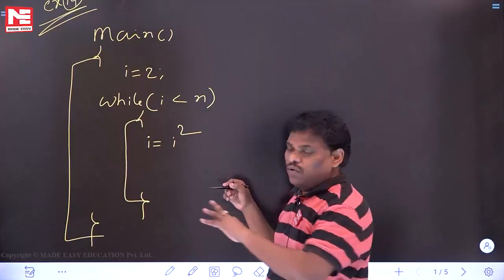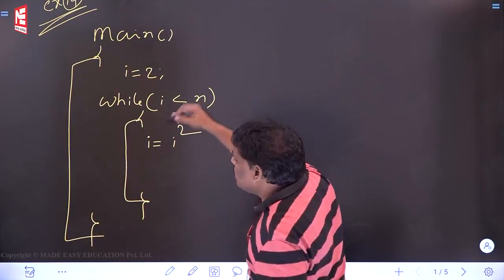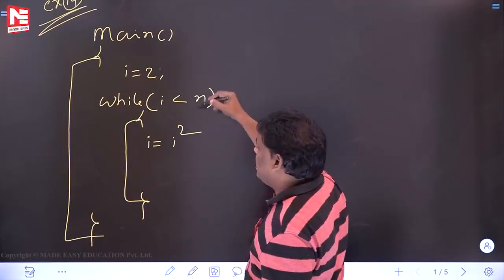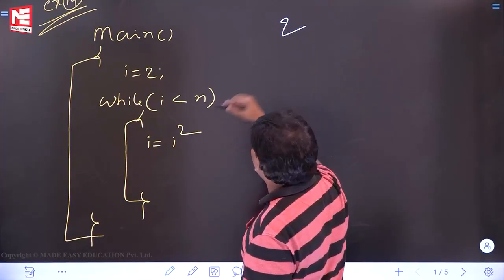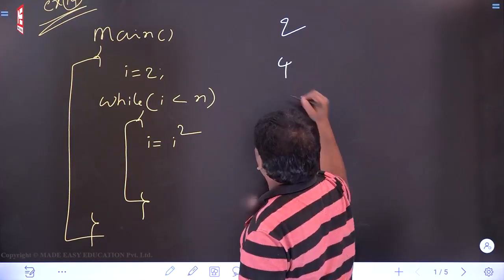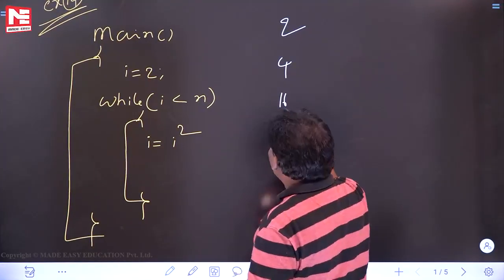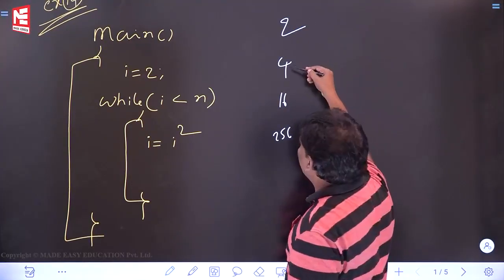Some people are asking how. Let me explain now. What is the termination? i is incrementing. When the i value becomes n, then stop. What is the initial i value? 2. Next one, 2 square, which is 4. Next, 4 square, 16. Next, 16 square, 256. Like that it is incrementing. Whatever is there, square.